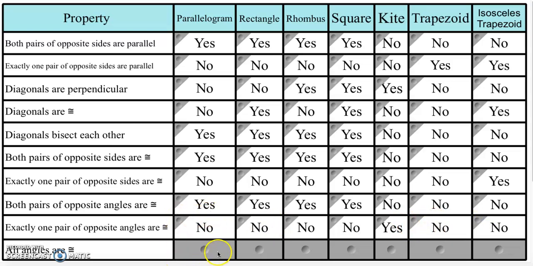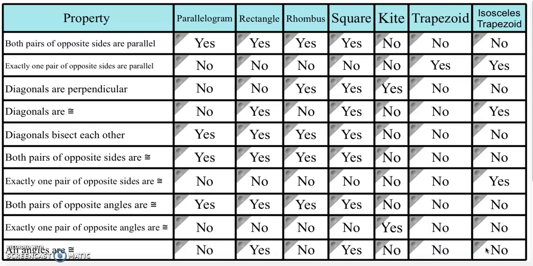Now all angles are congruent. On a parallelogram, not all angles are congruent. But on a rectangle, they're all 90 degrees and congruent. On a rhombus, that's a definite no. On a square, yeah, all of the angles are congruent on a square. Kite, nope. And neither of the 2 trapezoids, the regular and isosceles.